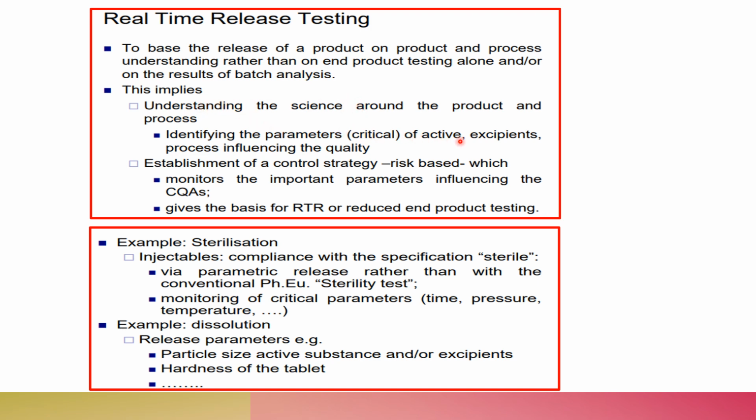This implies understanding the science around the product and process, identifying the critical parameters of active, excipient and process influencing the quality, and establishing a risk-based control strategy which monitors the important parameters influencing the CQAs. This gives the basis for RTRT or reduced end product testing. Some examples are given, such as dissolution as a release parameter, and particle size of the active. So these are the critical material attributes or critical process parameters that were defined, and we can control those parameters by studying them during the development study and presenting a control strategy, and the same control strategy can be implemented during batch manufacturing. By that you can ensure the quality within the manufacturing process itself. There should not be a wait for end product testing. By the manufacturing process itself we can ensure the quality of the product.